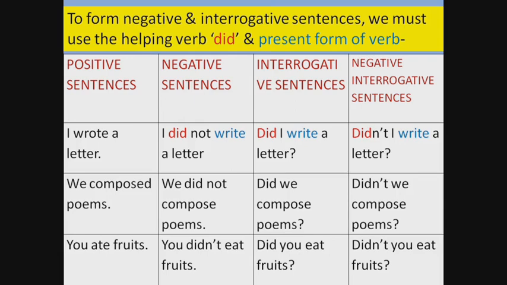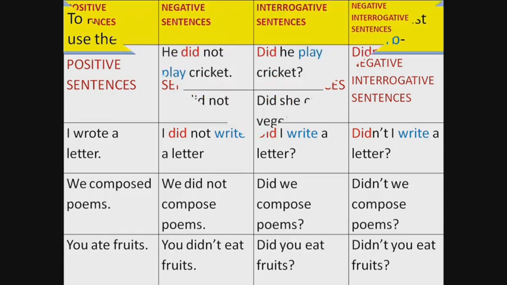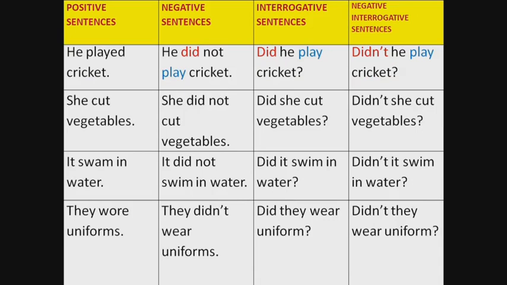We composed poems. We did not compose poems. Did we compose poems? Didn't we compose poems? You ate fruits. You didn't eat fruits. Did you eat fruits? Didn't you eat fruits? Some more examples. He played cricket. He did not play cricket. Did he play cricket? Didn't he play cricket?